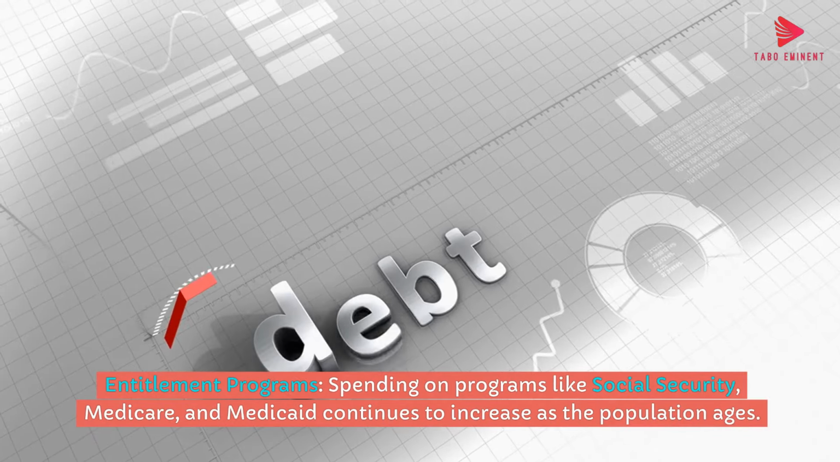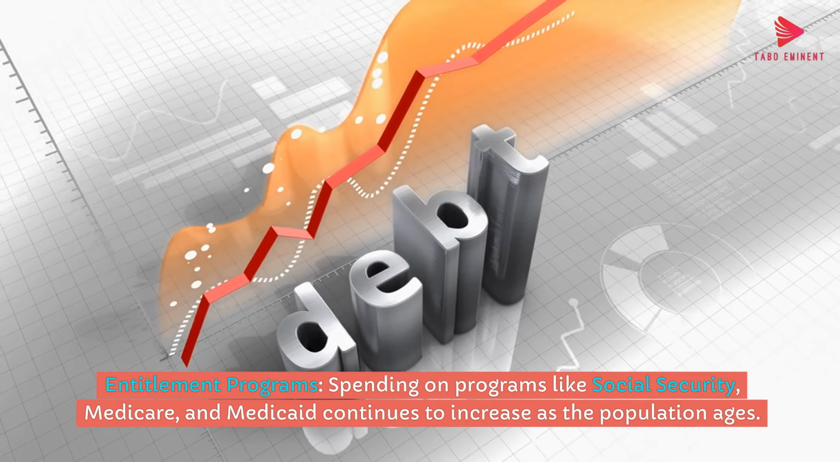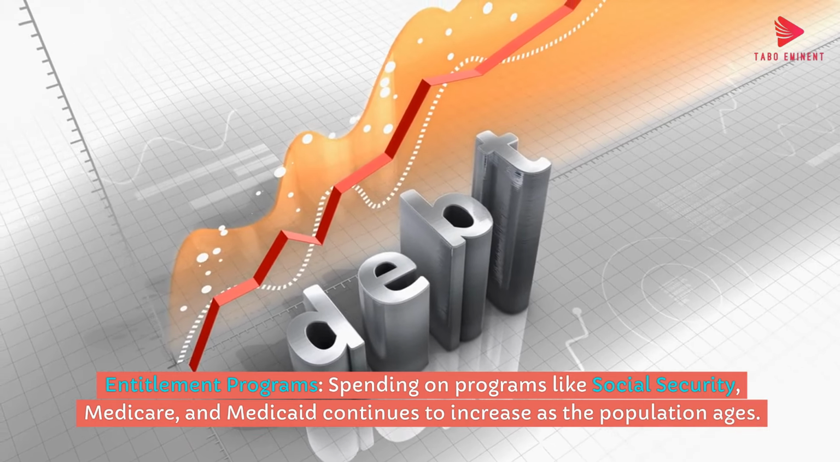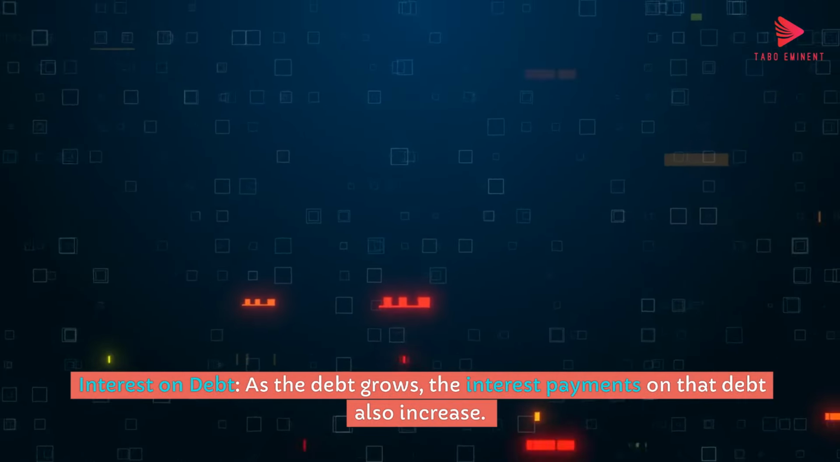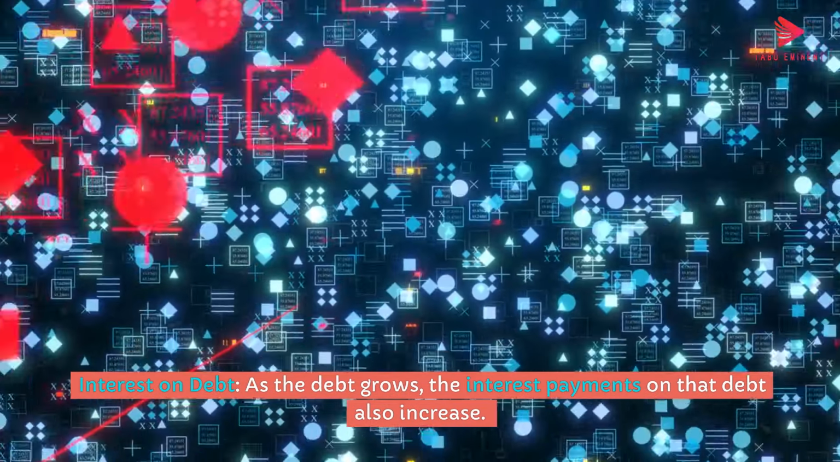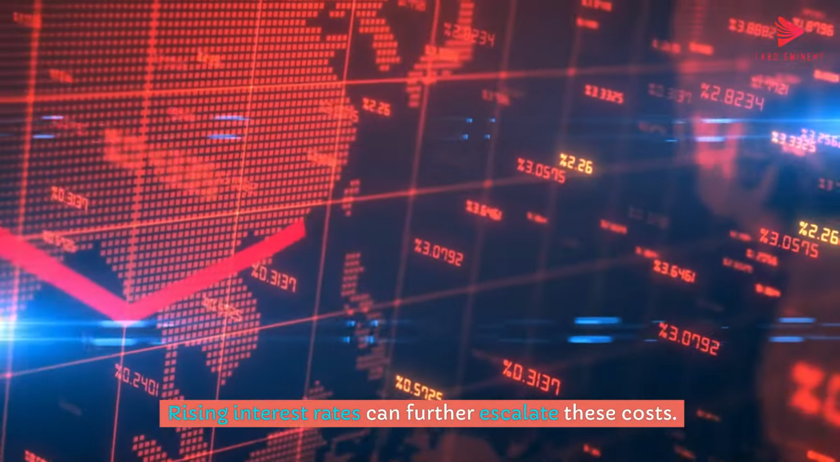Entitlement programs. Spending on programs like Social Security, Medicare, and Medicaid continues to increase as the population ages. Interest on debt. As the debt grows, the interest payments on that debt also increase. Rising interest rates can further escalate these costs.